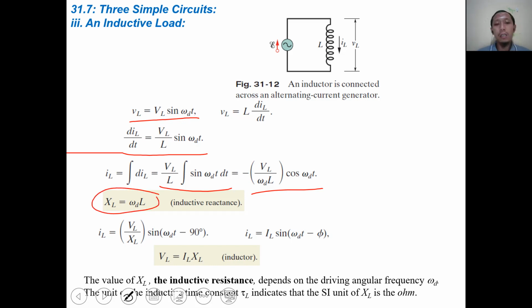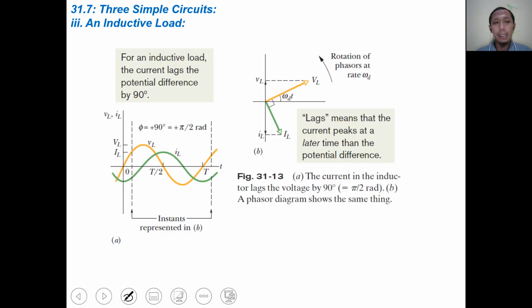So we get that I_L is minus V_L per omega_d L cos omega_d t, and X_L is omega_d L. This is the inductive reactance. So I_L is equal to V_L per X_L sin omega_d t minus 90 degrees, and I_L is equal to I_L sin omega_d t minus phi. And then V_L is equal to I_L X_L. So this is from the inductor. The value of X_L, the inductive reactance, depends on the driving angular frequency omega_d, and the unit is ohm, like X_C. So as I said before, the inductor stores the energy in the current.